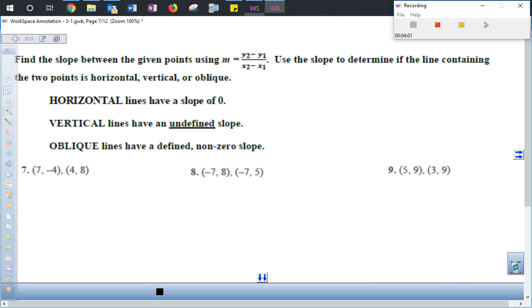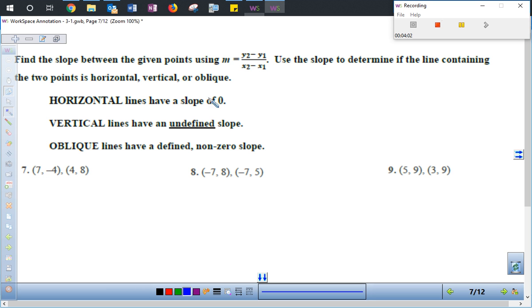Now, next what we're going to do is talk about how to find slope when they don't give you a graph, when they don't give you something to count, and they just give you 2 ordered pairs. So it says find the slope between the given points using the formula m equals y2 minus y1 over x2 minus x1. Use the slope to determine if the line containing the 2 points is horizontal, vertical, or oblique. Now horizontal lines will always have a slope of 0.